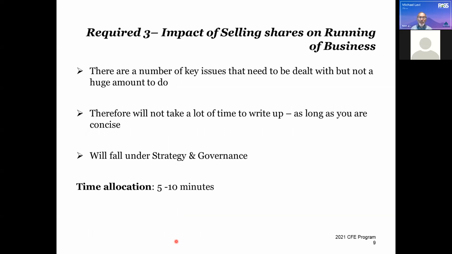Therefore, it will not take a lot of time to write up as long as you're concise. And we talked about this during case writing techniques. The name of the game is getting your point across in as few words as possible. If you can do that, this is a required that should not take you very long because there really aren't a huge number of issues to deal with. This would fall under strategy and governance. I'd say about 5 to 10 minutes for this issue.